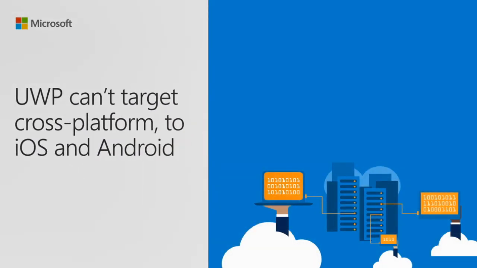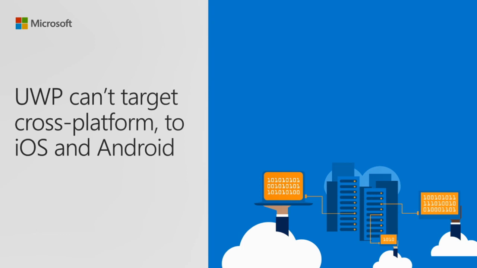So UWP can't target cross-platform to iOS and Android. So many of you might be focused on desktop applications, but more and more, there's also the importance of mobile applications or mobile companion applications for your enterprise applications. And in many cases, that means iOS deployments or Android deployments.